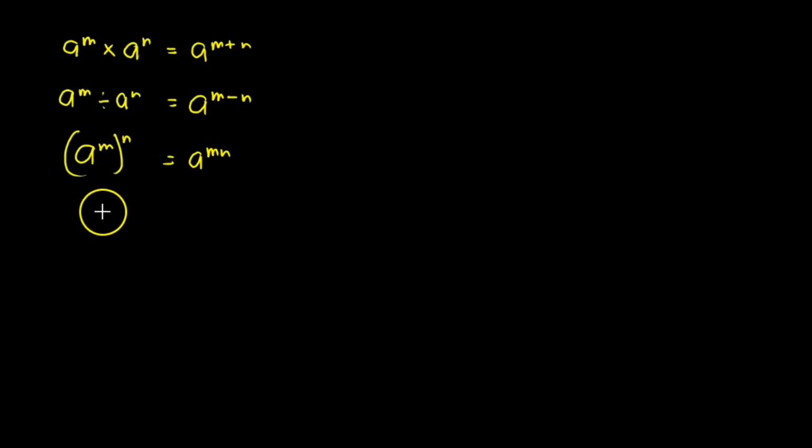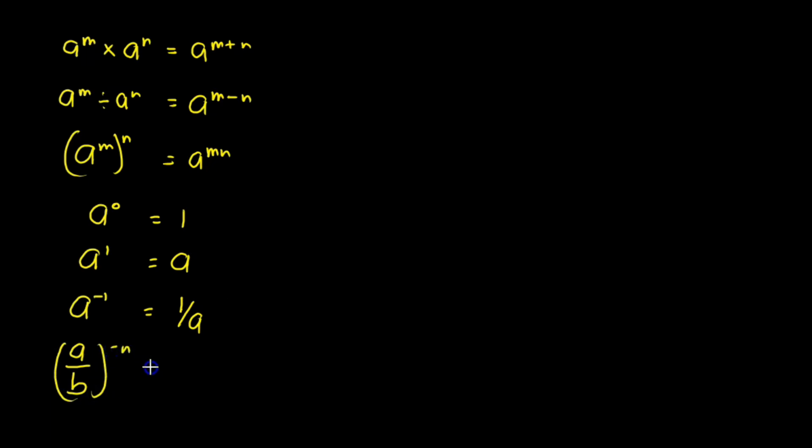We also had some basic properties of indices, which included any number to the power 0 giving us 1, and also any number to the power 1 gives us the same number. And then we also had a look at the negative exponent. So if I have a to the power negative 1, I can write it as 1 over a. And we also had the rational negative exponent property, for which we had a over b all raised to the power negative n will give us b over a all to the power positive n.